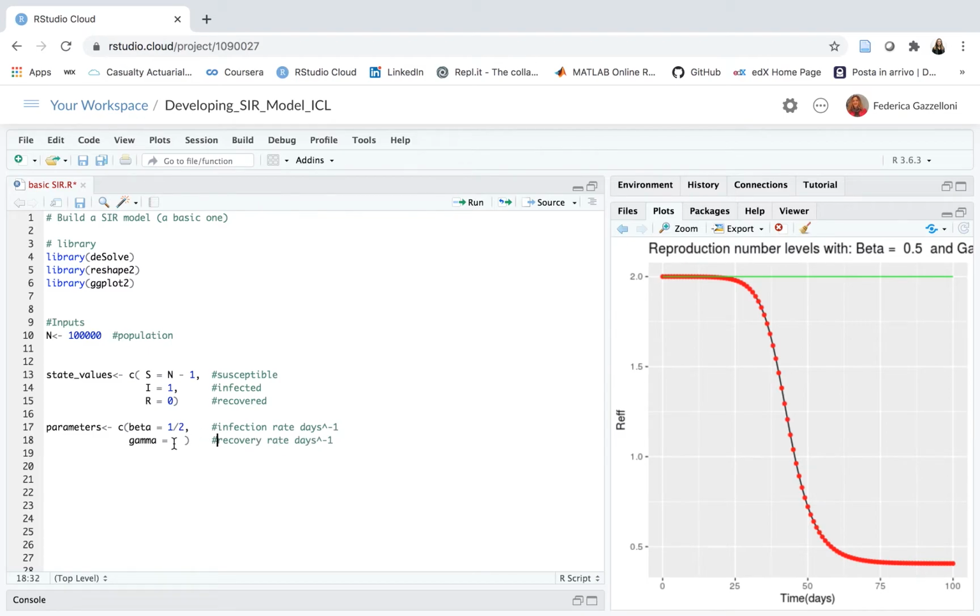Then the other parameter is gamma, and in this case we have hypothesized that we had 4 days to recover, so the gamma rate would be 1 divided by 4. The time frame will be a sequence from 0 to, let's say, 100 days by 1 day. So each day we see how it changes.